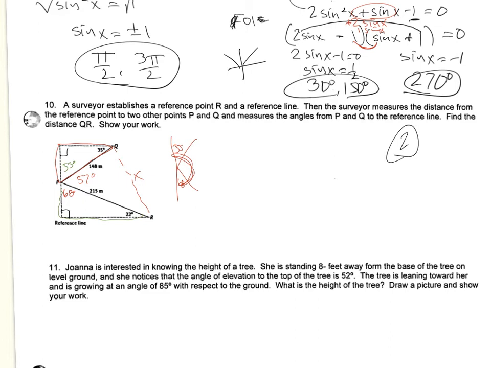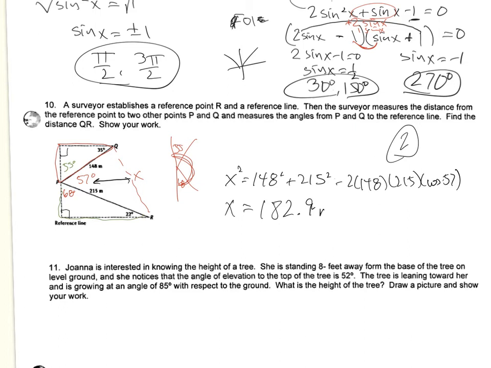So law of cosines, remember, if it starts with whatever side, it ends with the angle opposite it. So this is going to be x squared equals 148 squared plus 215 squared. Now that is not in a specific order. You can switch those two. Minus 2 times 148 times 215 times the cosine of 57. Now remember, when you put this in the calculator, you want to take the square root. You can either do that first or last, but make sure you take the square root and you get x equals 182.9, and this is in meters.